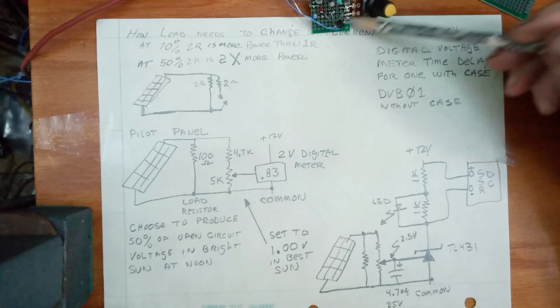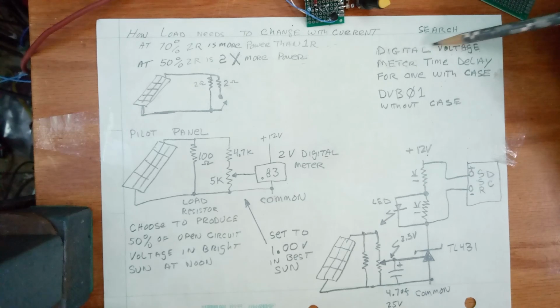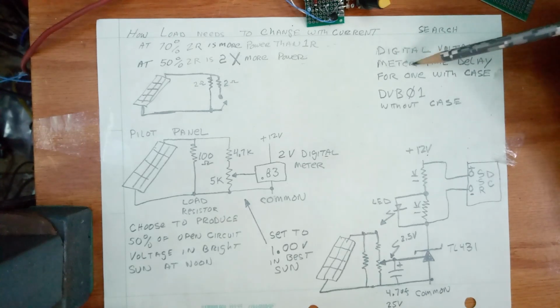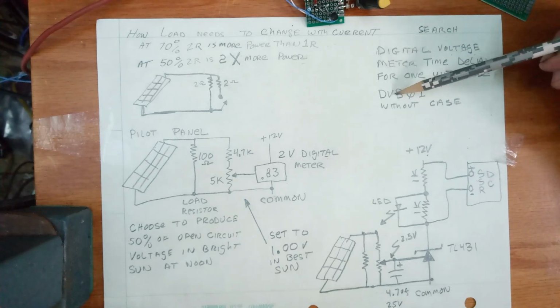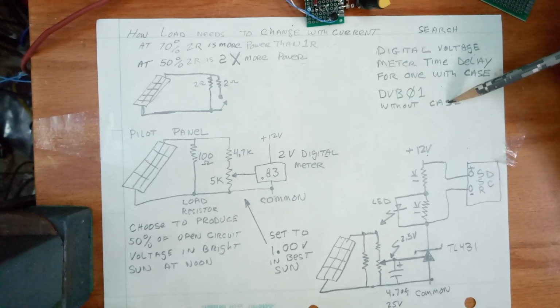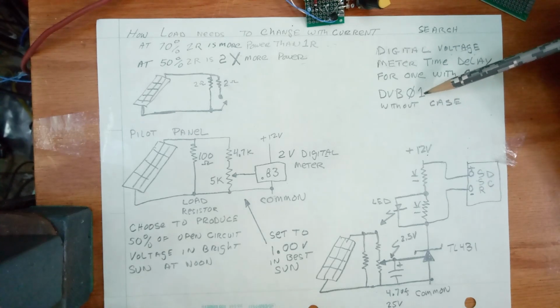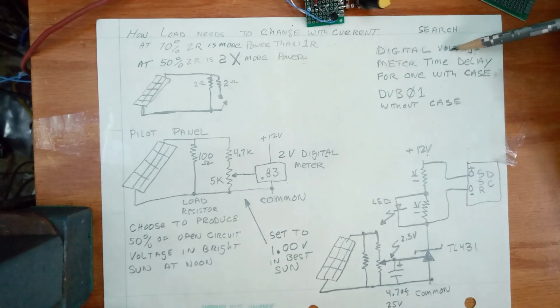Because if you search eBay, just use the search phrase digital voltage meter time delay, and look for one with a case. One of the common ones you'll see is DVB01. This doesn't have a case, and having a case is only about $3 more, and that's a deal. The nice thing about it is on the case, they print the instructions, and let's face it, you buy one of these, you may not even get instructions, and a year later you won't be able to find them. So for $13 shipped, you can get one with a case, and you can set the upper voltage to turn on, the lower voltage to turn off, and you can get within a tenth of a volt.